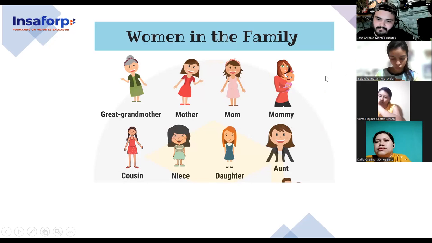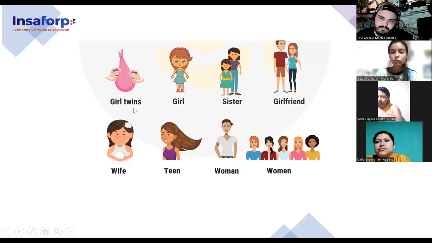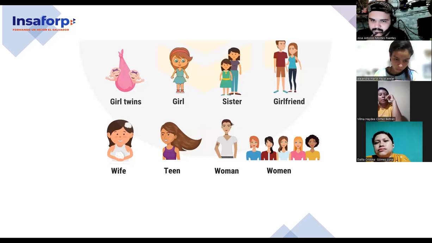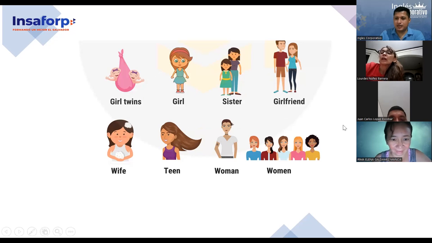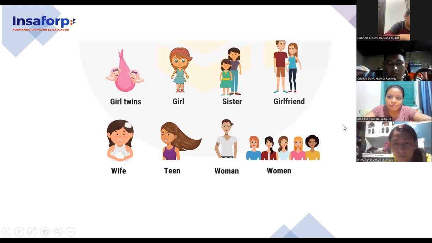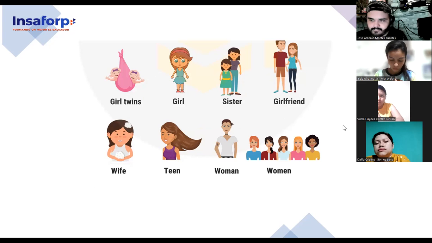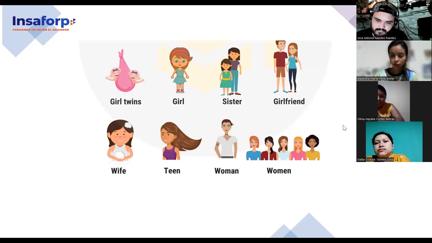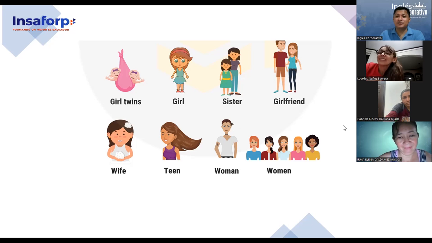We have one of them. We have girl twins. In the other one, we have twin boys, right? Se fijaba como estaba aquí, miren. Aquí tenemos twin boys y aquí tenemos girl twins. Okay? I don't know why. Okay? We have a girl, we have sister, we have girlfriend, a wife, teen. Look at this one. ¿Se acuerdan cuando les dije que era el teen? Yes, ¿se acuerdan? ¿De qué años a qué años llegaban los teenagers? De 13. Very good. Hasta los 19. Exactly, 19, right?